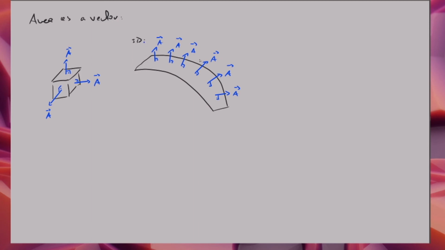Now in the case of our loop, we have a loop that looks like this.